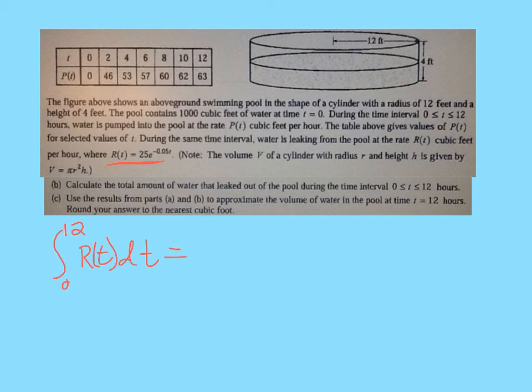So I'm going to go to my calculator. I'm going to type in the 25 e raised to the negative 0.05 t, or x, and let's take the integral, second function, calculate number 7. Now, hopefully you guys, we've done enough of those that you can remember that. I'm not showing you my calculator.